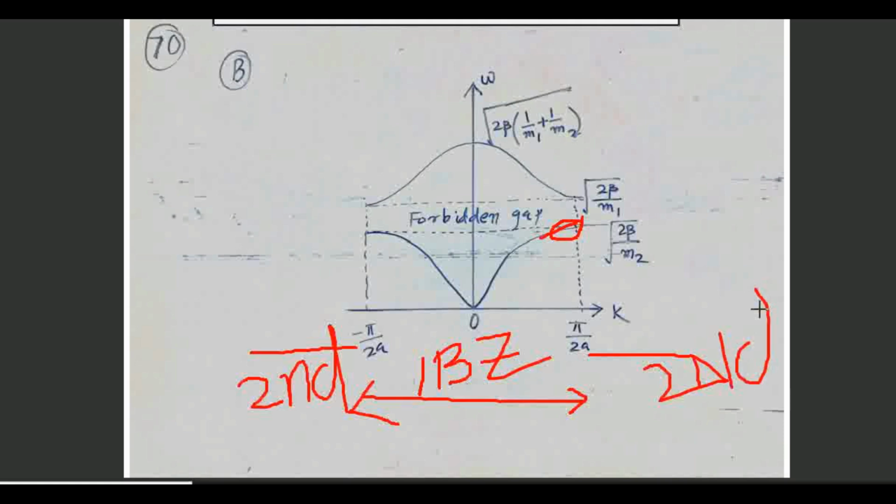And their graph is like this, and here also the graph is like this. Now you see, it looks like that at k tends to infinity, it is becoming parallel. But at that position, pi by 2a or minus pi by 2a, it is becoming 0. But after that, it is jumping. There is a band gap. This band gap is the energy band gap. That means from the valence band to the conduction band, there is a band gap. That band gap is this.